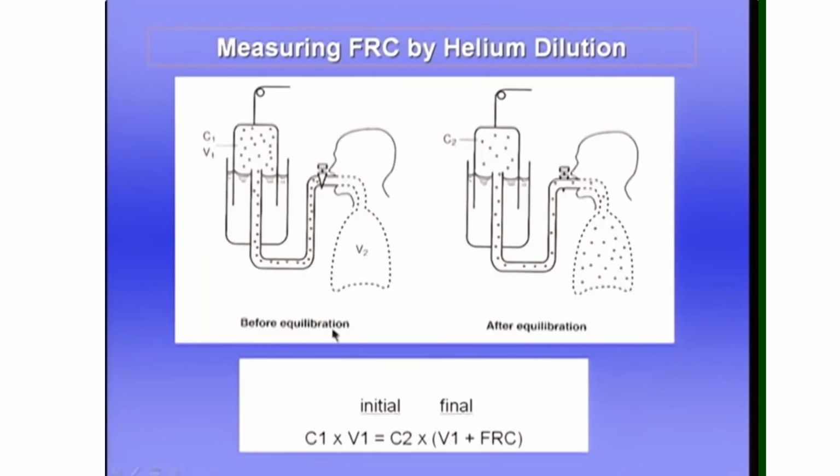And at the end of the equilibration period, we write a simple equation. Because no helium was lost, the concentration times the volume that we started with is going to be the concentration that we finish with times the initial volume, V1, plus the volume of the lung. Since he was turned into the circuit at the end of a normal expiration, that's functional residual capacity, so we can easily derive the FRC from this equation. That's a relatively simple measurement to do.